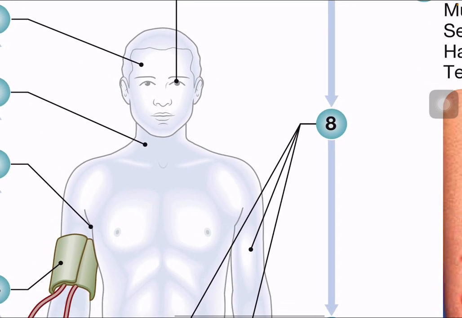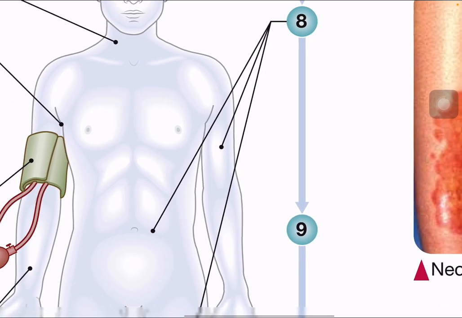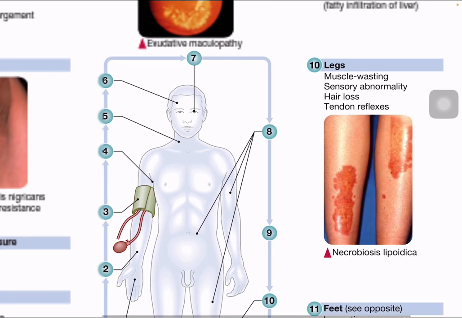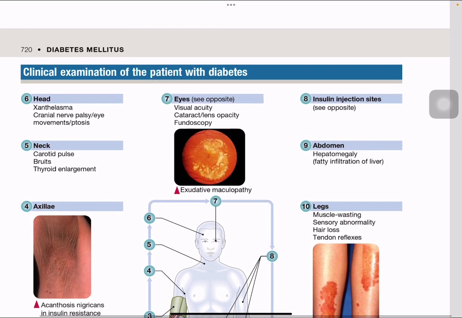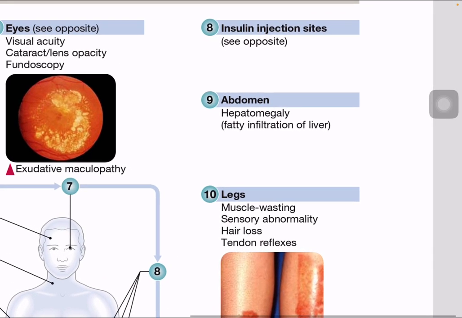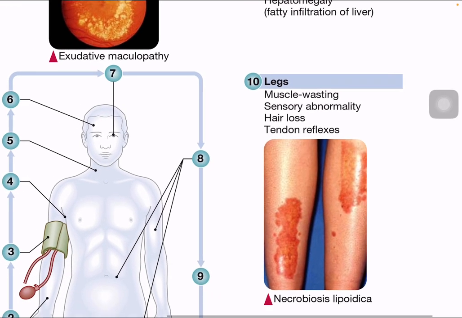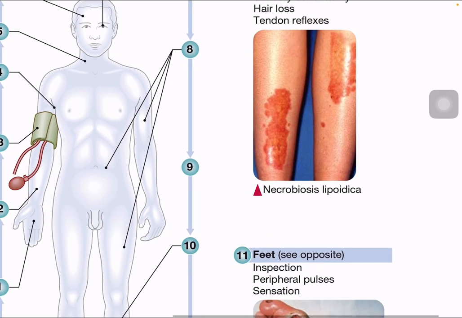We must check the other sides. We must check the insulin injection site. Is there any lipohypertrophy, lipodystrophy? In the abdomen, we must check for hepatomegaly, association of fatty liver disease. In the limbs, for muscle wasting, sensory or motor neuropathy, loss of tendon reflex, any hair loss, skin pigmentation, presence of necrobiosis lipoidica diabeticorum.